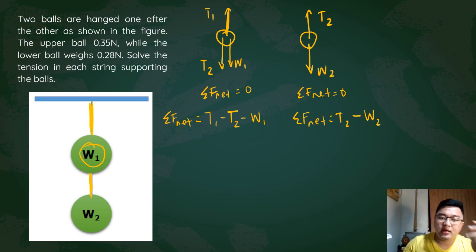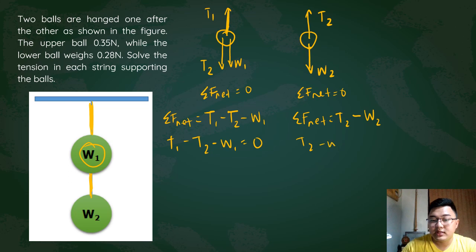So now what we can do here to solve for our tension, we need to use the equation that has only one unknown variable. We know the value of F net here, that's 0. So therefore this equation can become T1 minus T2 minus weight 1 is equal to 0, and this one, T2 minus weight 2 is equal to 0.